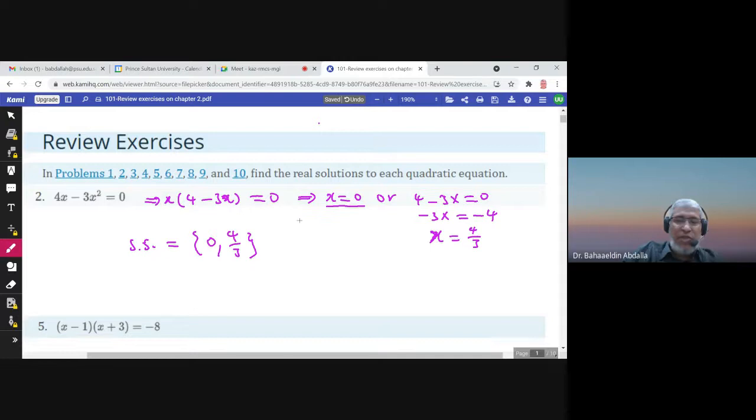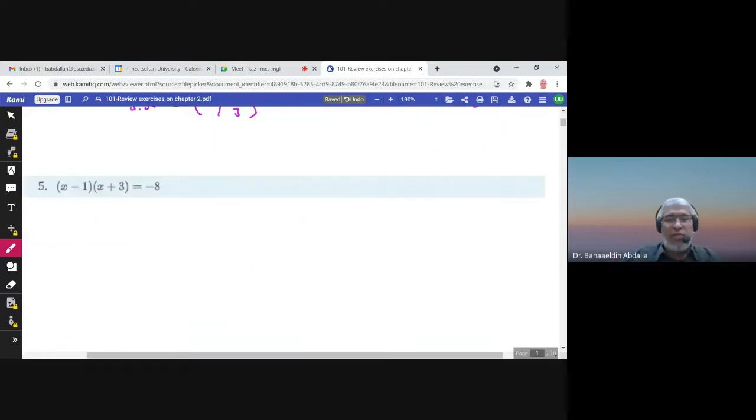The second equation, x minus 1 times x plus 3 equals -8. Well, I cannot use the zero product property here because this number is not 0, it's -8. So I have to expand. The only way I can solve this problem is to expand these two parentheses. So x times x is x squared, and the inner is -x, and the outer is 3x.